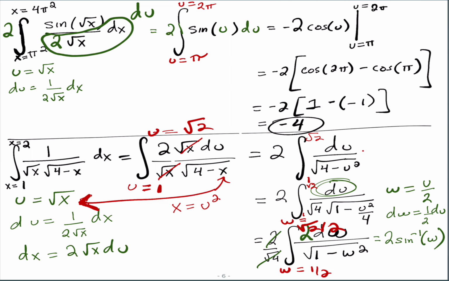Okay, so what's that equal to? 2 times, what's the inverse sine of root 2 over 2? Pi over 4, good. Minus inverse sine of 1/2? Pi over 6. Look at that. We fit it in there.